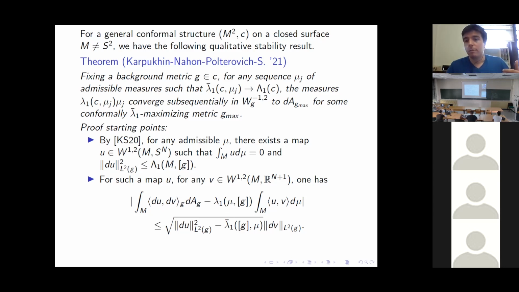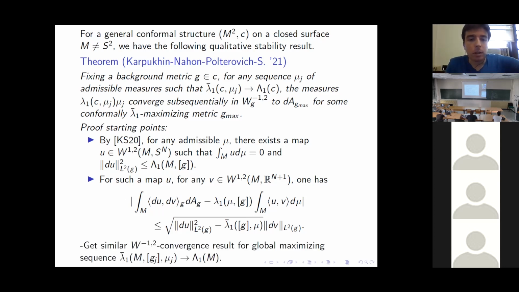it's not just enough to know that they're a Palais-Smale sequence for the energy, because those can be quite poorly behaved in general. But because they're almost first eigenfunctions, we can then show that they in fact have to strongly converge to one of these harmonic maps associated to the maximization problem for lambda 1. And it's not hard to deduce then from this inequality again that this forces the measures to converge to one of the maximizing measures. Okay.